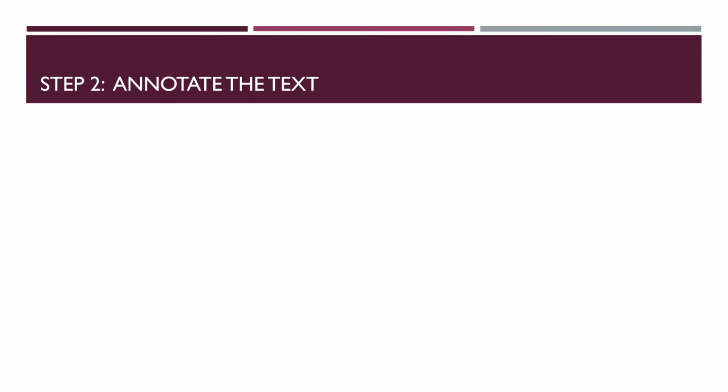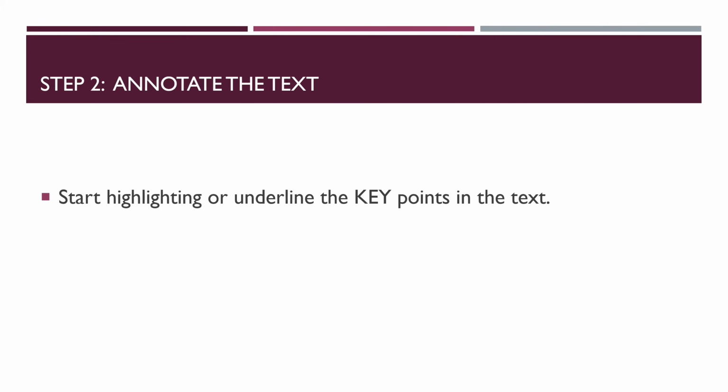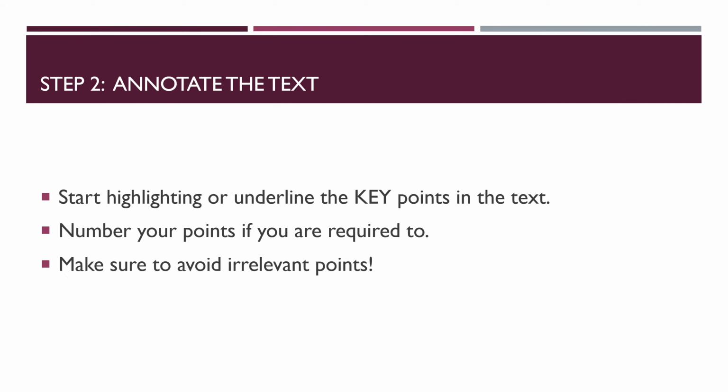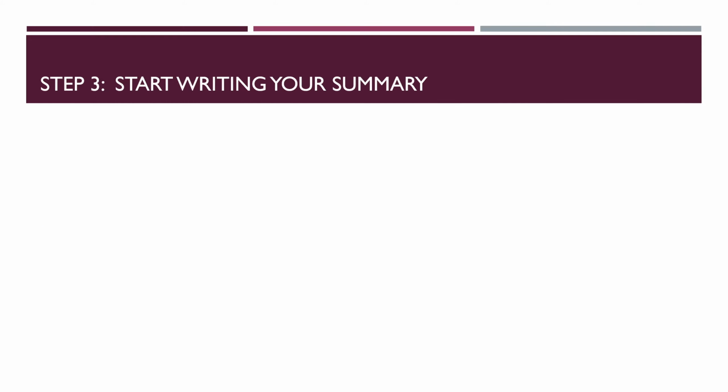The second step is, once you're clear of the requirements, you can start to annotate the text. In other words, you should start to make certain notes in your text passage to make sure that you have identified the right points. Start by highlighting or underlining the key points in the text. Number your points if you are required to do so, so that you can keep track of the total number of points. Make sure to avoid identifying the irrelevant points because you will be wasting your time and no marks will be awarded for irrelevant points.